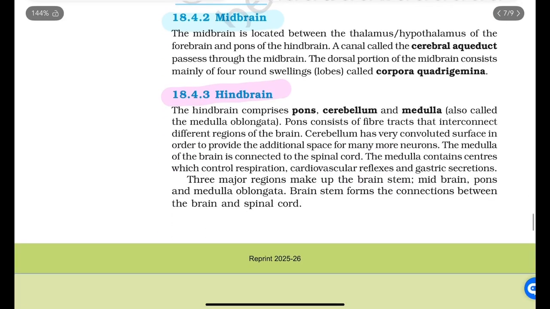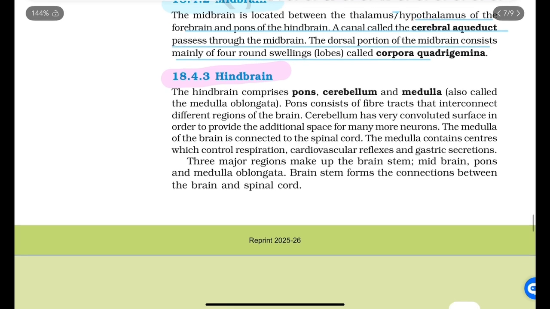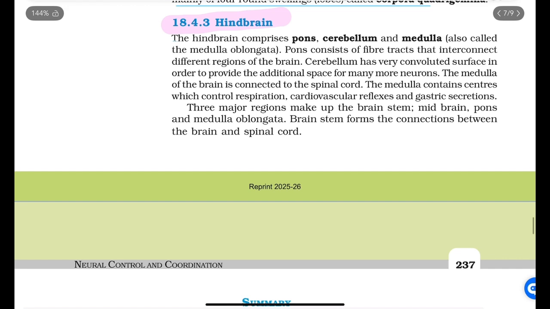Midbrain. The midbrain is located between the thalamus or hypothalamus of the forebrain and the pons of the hindbrain. A canal called the cerebral aqueduct passes through the midbrain. The dorsal portion of the midbrain consists mainly of four round swellings, lobes, called corpora quadrigemina. Hindbrain. The hindbrain comprises pons, cerebellum, and medulla, also called medulla oblongata.